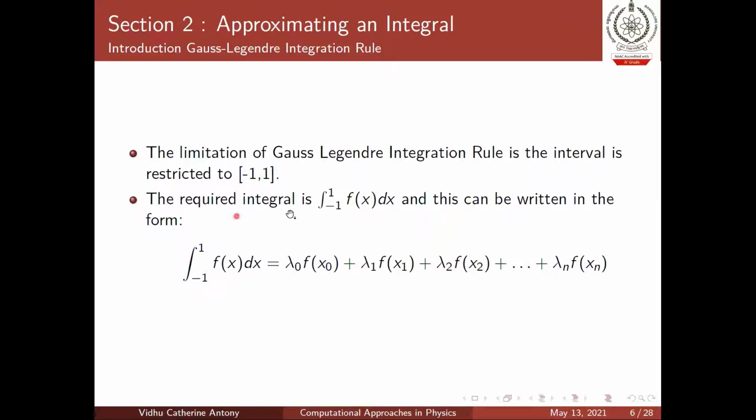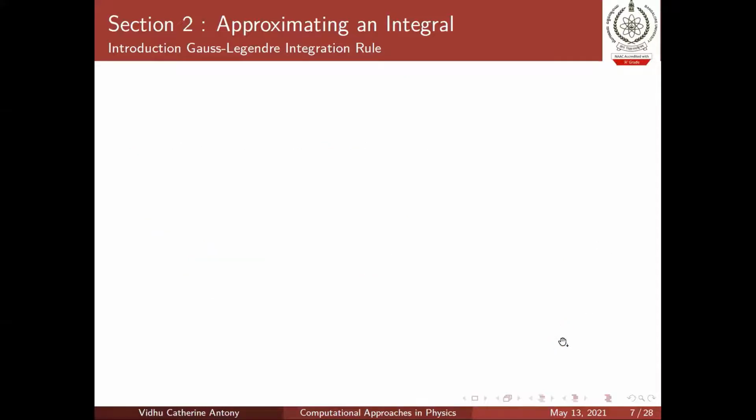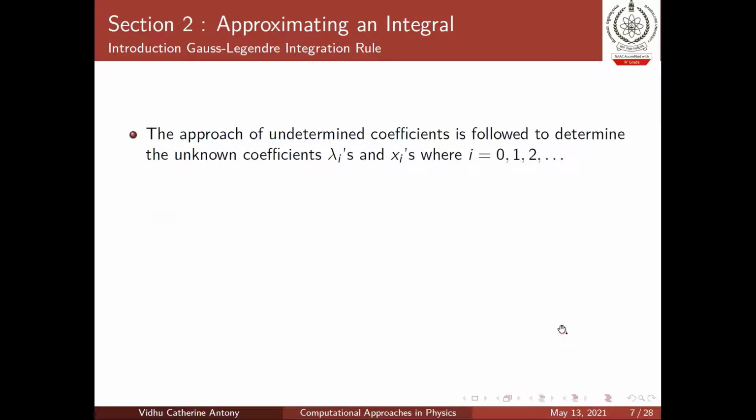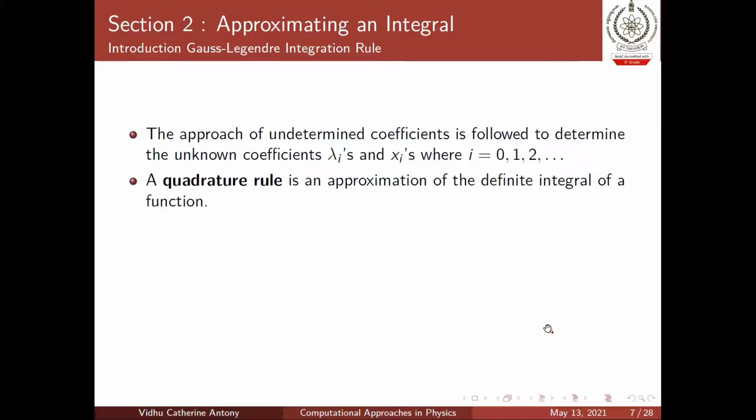So the required integral, from -1 to 1 of f of x dx, can be written in this form, in terms of certain parameters: lambda 0 f of x0 plus lambda 1 f of x1 plus lambda 2 f of x2 and so on till lambda n f of xn. Now the approach of undetermined coefficients is followed. Our task is to determine the unknown coefficients, so we need to find out what these lambda i's and x i's are. Now the quadrature rule, like I told you, is an approximation of the definite integral of a function.